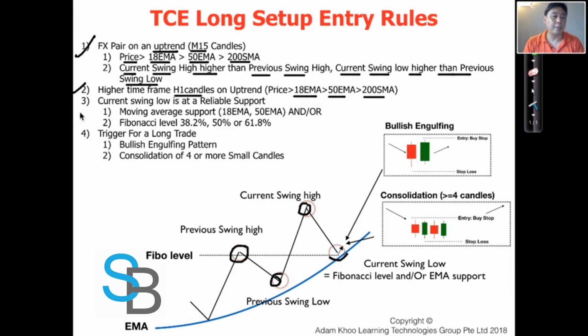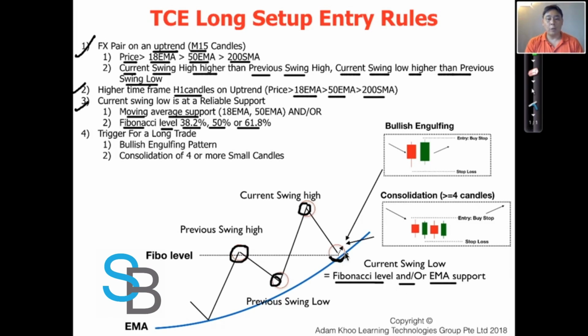Okay. Next, step three, ensure that the current swing low is a reliable support level. How do you know? Well, it's either at a moving average support, either the 18 or 50 moving average support, and or is at a reliable Fibonacci level of 38.2%, 50%, or 61.8%. So once again, this swing low must be at a Fibonacci level and or a moving average support.